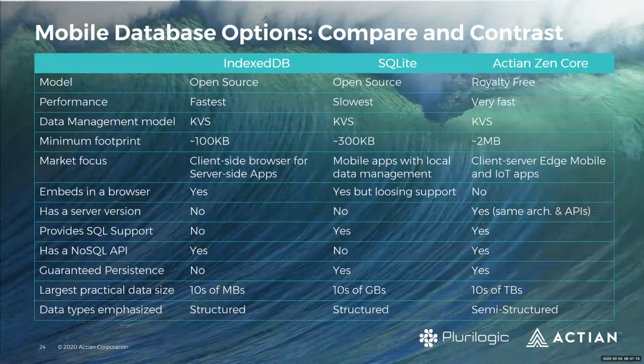So I won't go through this in detail now, but as you can see, as you look down this list, there's a lot more that you gain for the small performance hit you take in doing something that's much more robust and persistent and can scale and do both the client and server functionality with Zen Core versus something like IndexedDB.